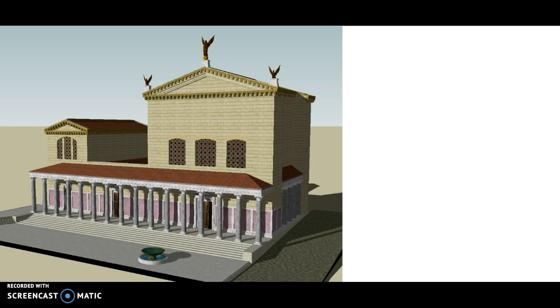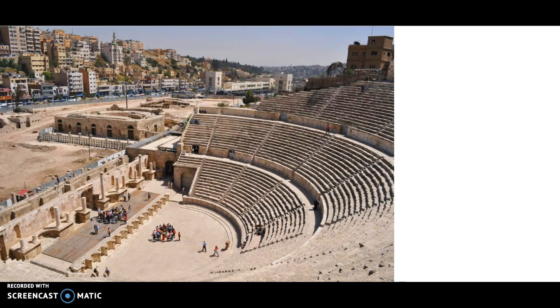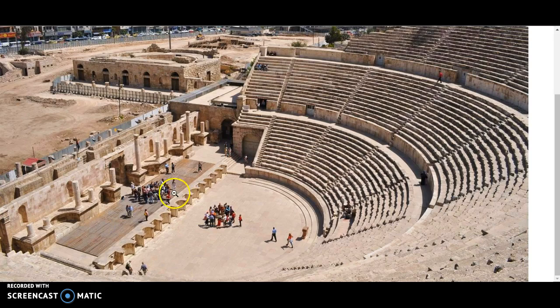Okay, but there are other kinds of buildings, for instance, dedicated to leisure time, to shows. For instance, the theater. The theater was the most important place for cultural Romans. Romans used to play tragedies, comedies, and all kinds of representations. The actors used to go up to this platform, and the rest of the public used to sit down around this place. And it always had a semicircular shape.